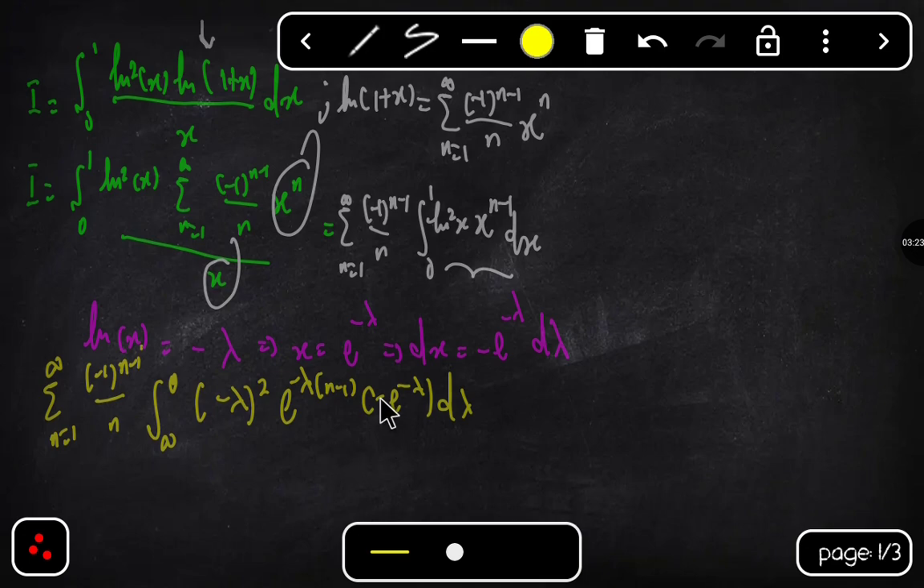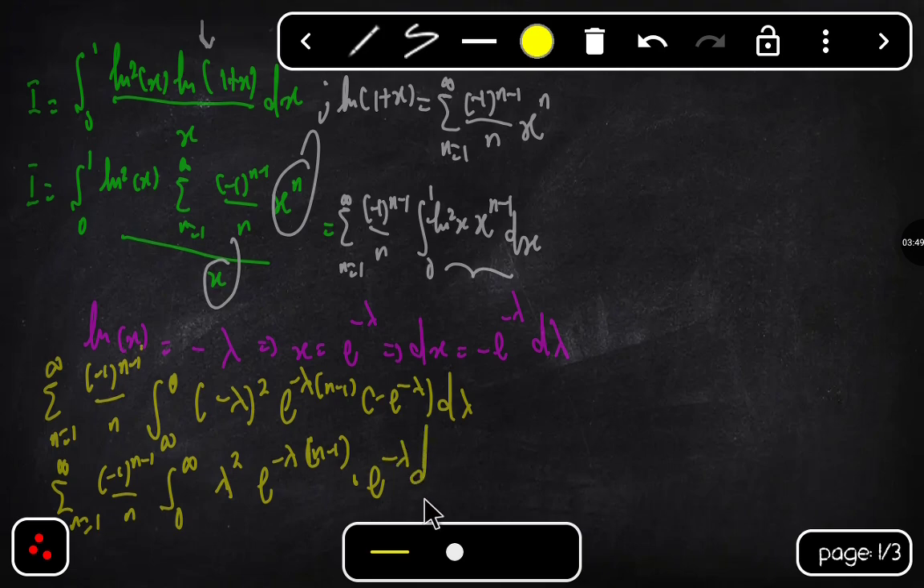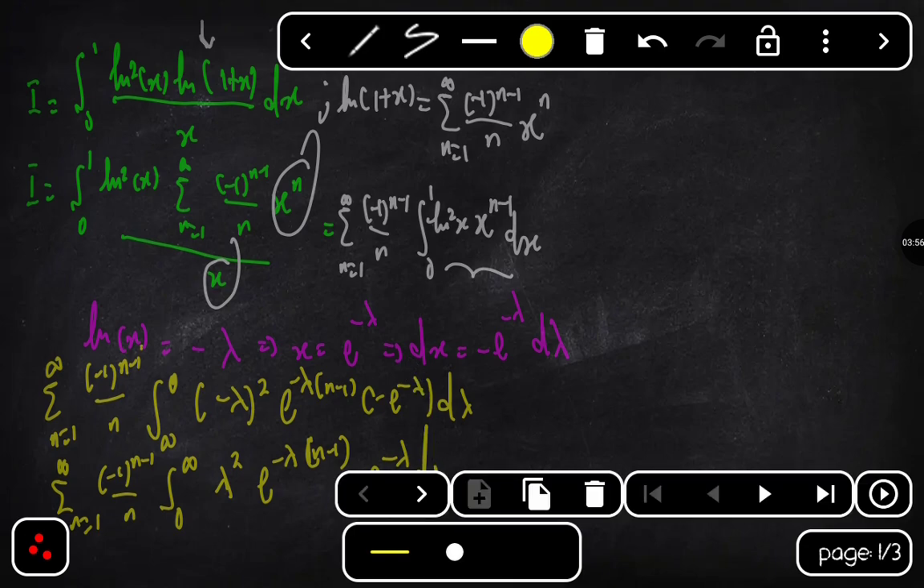Okay, so because of this negative sign here, we can switch the limits. So we can have the sum of n from 1 to infinity of (-1)^(n-1) over n, then the integral from 0 to infinity, then minus lambda squared will give us lambda squared, then e raised to the power of negative lambda into bracket n minus 1, then multiply by e raised to the power of negative lambda d lambda. And this is going to give us, let's go to the next page.